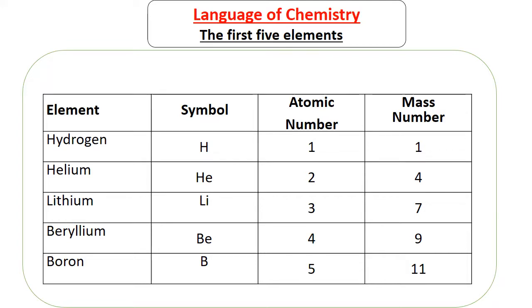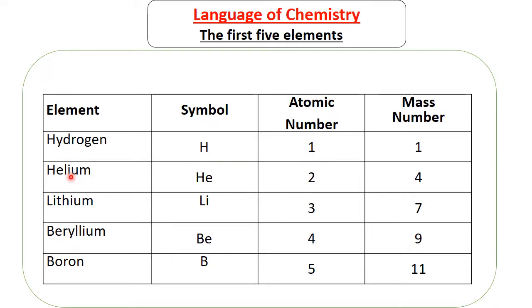So the first element is hydrogen. Its symbol is H. Its atomic number is 1. Its mass number is 1. For its mass number to be 1, it means it doesn't have a neutron. It only has a proton.